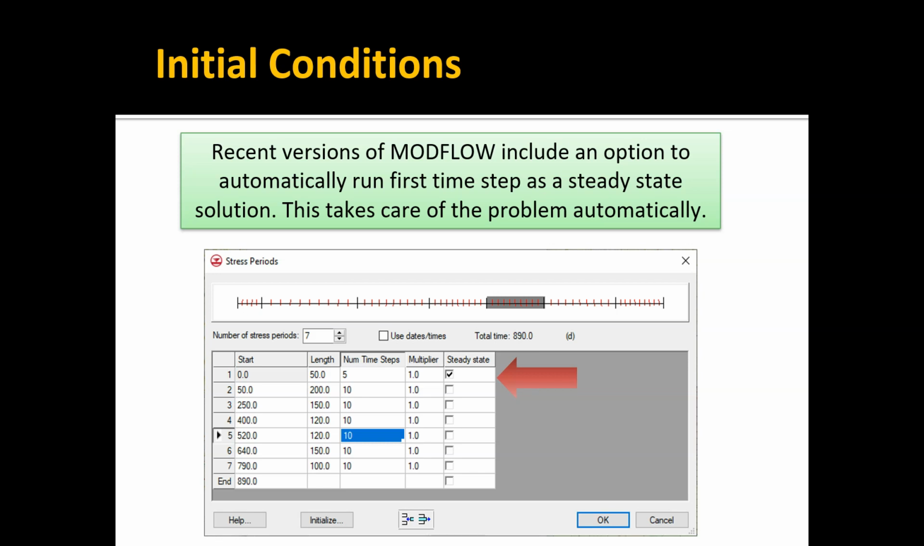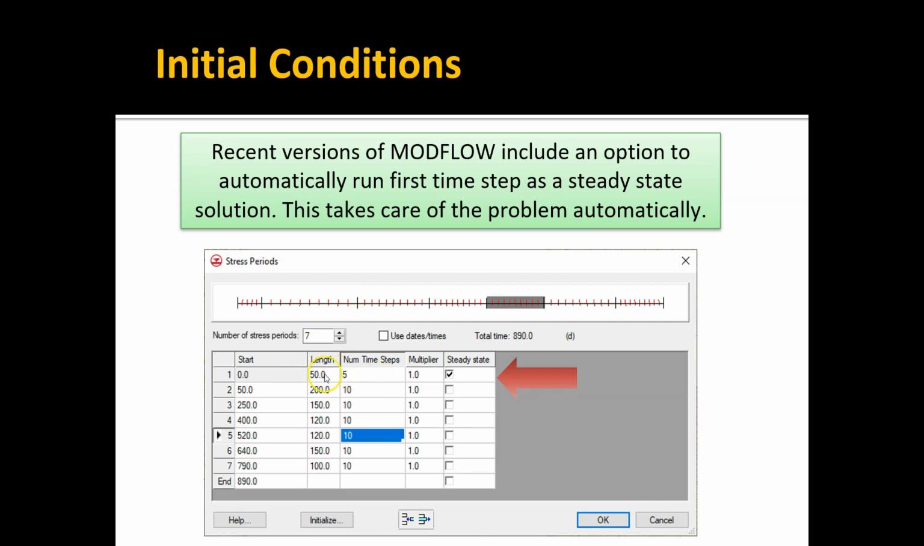So in this dialogue, you'll notice the title here is stress periods. Let's talk about this in a MODFLOW transient simulation. Your time domain is subdivided into a number of stress periods and time steps, and they are shown graphically at the top here. So this would be the first stress period, and this would be the second stress period. The little red hatch marks indicate the time steps.